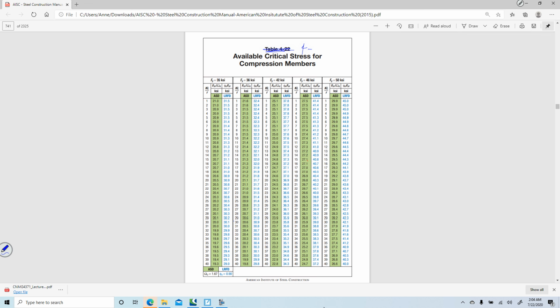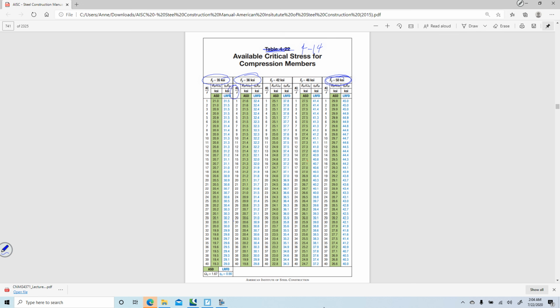4-14. So I don't even know if these numbers are right. Who knows? Stuff could have changed. Maybe not. So if you have a yield stress of different values, usually 50 KSI for our A992, 36 for our A36 steel.